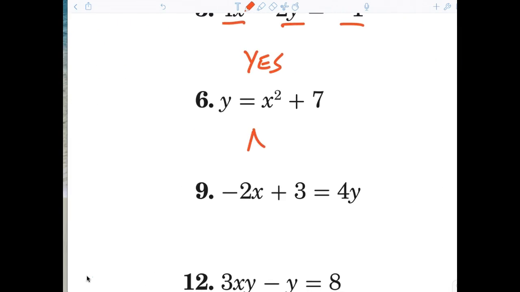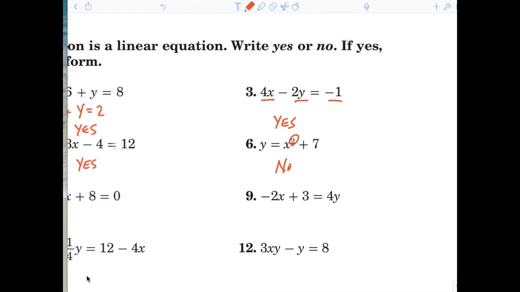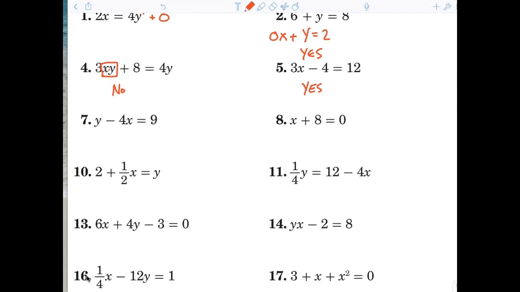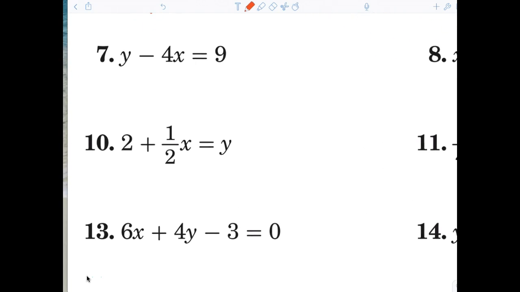Definitely a no? Because it's the second power. X squared. That's called a parabola or a quadratic. All right, we're going to be talking about those at the end of the year. I know, it does sound fancy, but it's not. Number 7, that's a what?